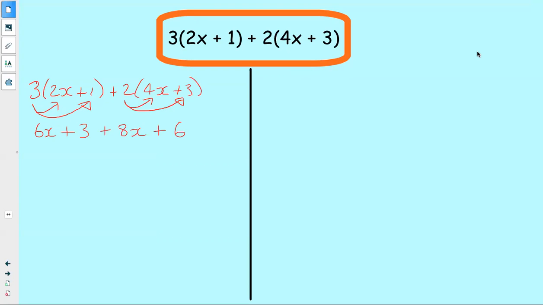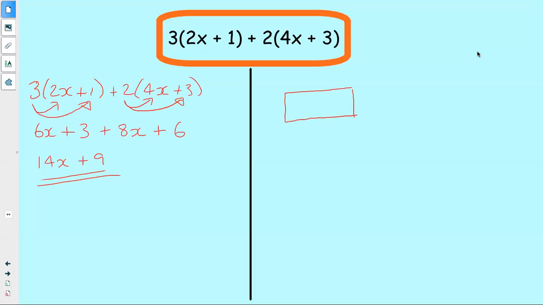And then you're just going to simplify that. So 6x add 8x is 14x. And then 6 add 3 is 9. Adds 9. Okay, you could do the box method as well, but you just have to do 2 lots of the box method.